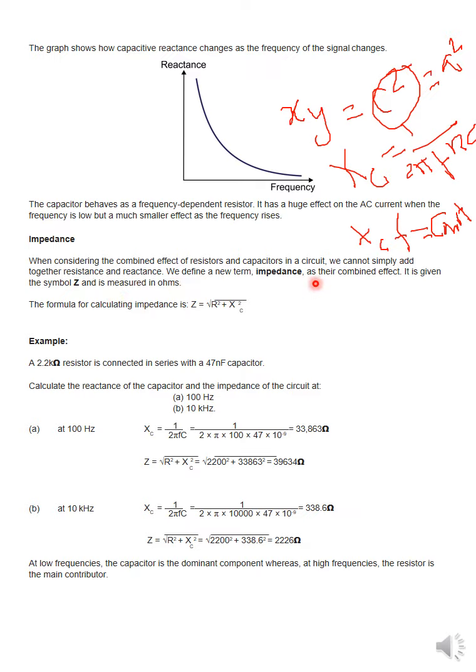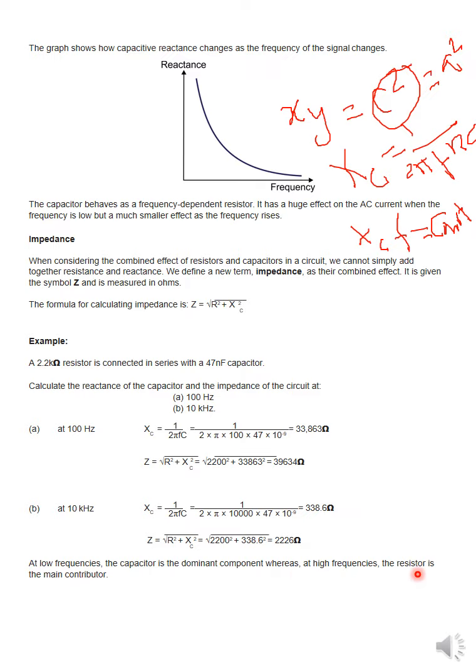When considering the combined effect of resistance and capacitance in the circuit, we cannot simply add together resistance and reactance. We define a new term, impedance, and you know how to calculate impedance. It's the square root of the square of the real part plus the square of the imaginary part. So if you have a 2.2 kilo ohm resistor and a 47 nanofarad capacitor, and you need to find the reactance and capacitance of the capacitor and impedance of the circuit at two different frequencies, this is the method.